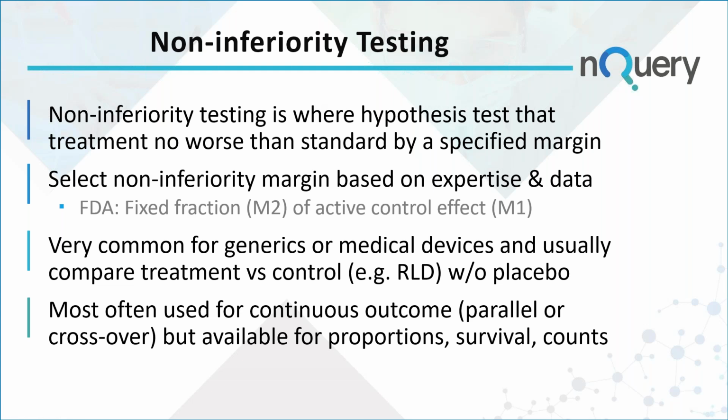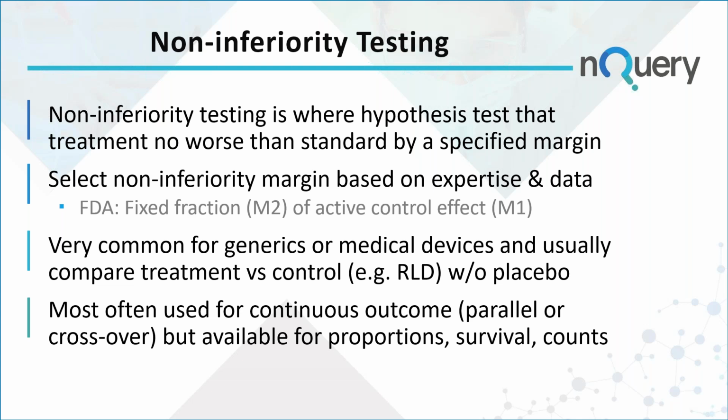So let's get into the section about non-inferiority testing. As mentioned, non-inferiority testing is where the hypothesis test is that the treatment is no worse than standard treatment or control by a specified margin. And obviously we need to select that margin. So what is that margin? This is a huge issue of debate. Lots of people have been discussing this, and there are various different ways that you can do this.